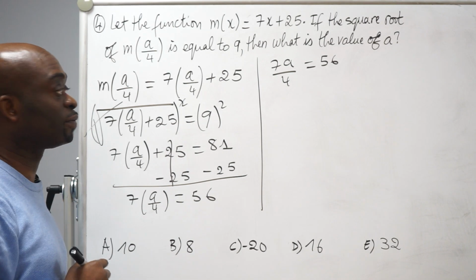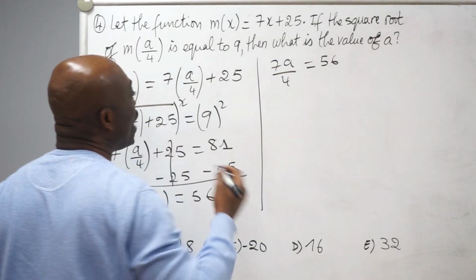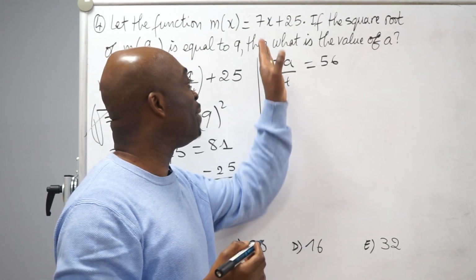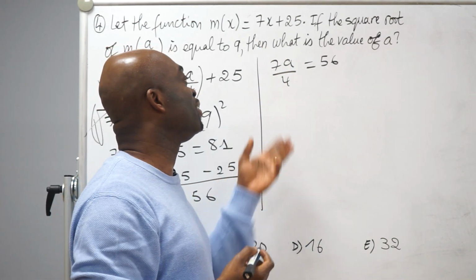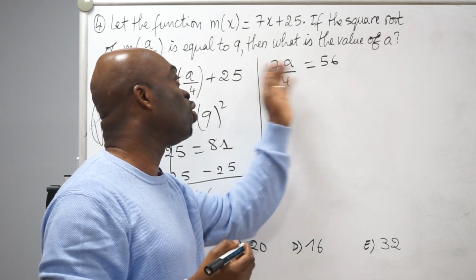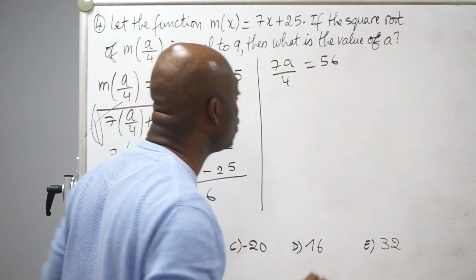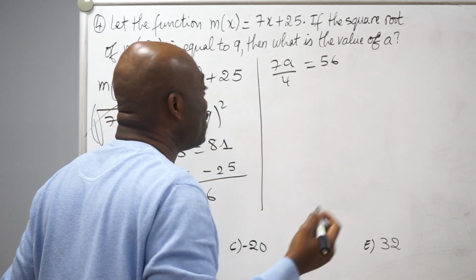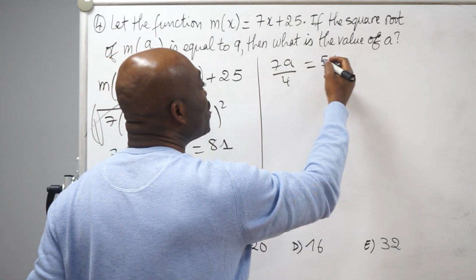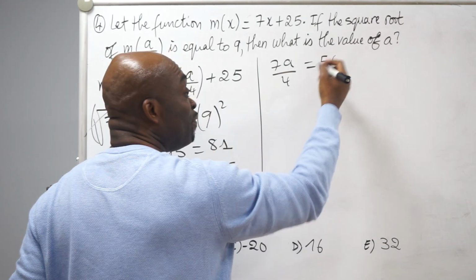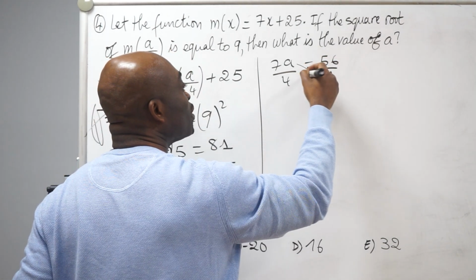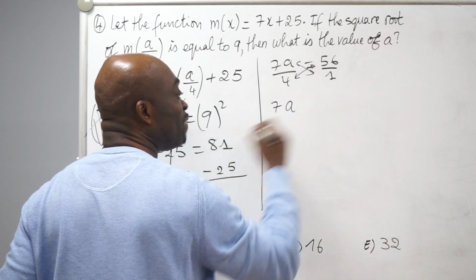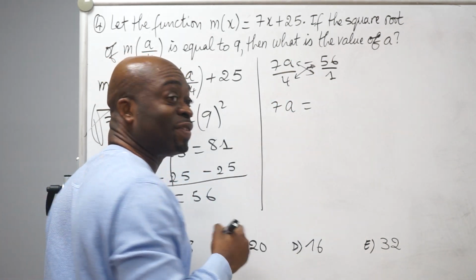56. All right, so solving for a, we have multiple ways of solving for a here. We're trying to get a by itself by canceling 7 over 4. So you can either divide by 7 over 4 on both sides, or you can cross multiply, or you can multiply by the reciprocal of 7 over 4. It doesn't matter which one you use. So we can cross multiply in this case. This is 56 over 1. So when you cross multiply, you end up with 7a times 1, which is 7a, equals 4 times 56.